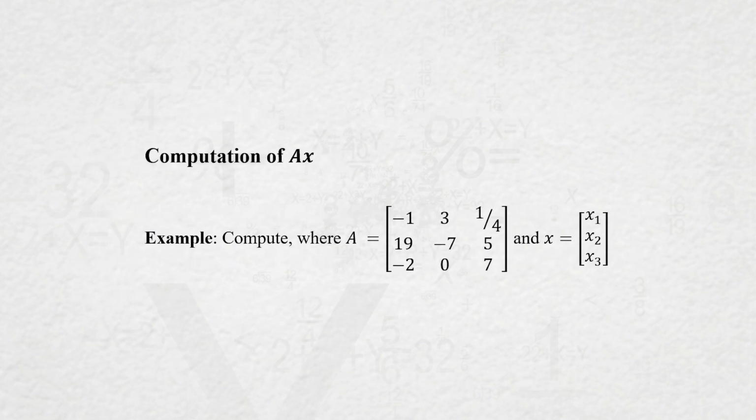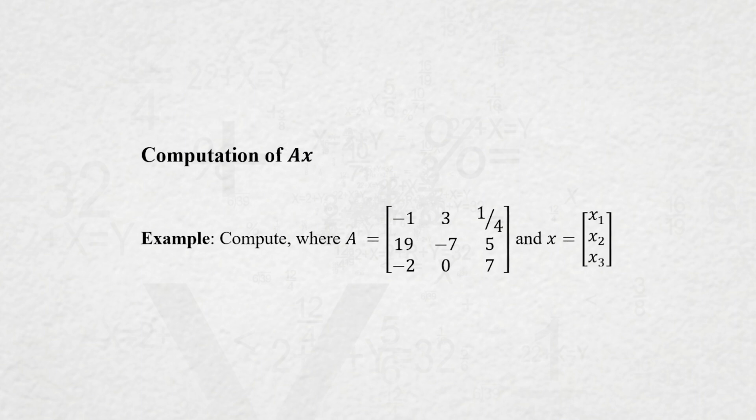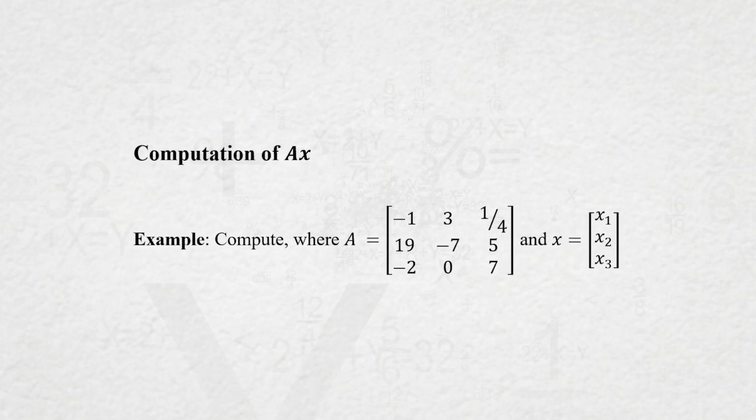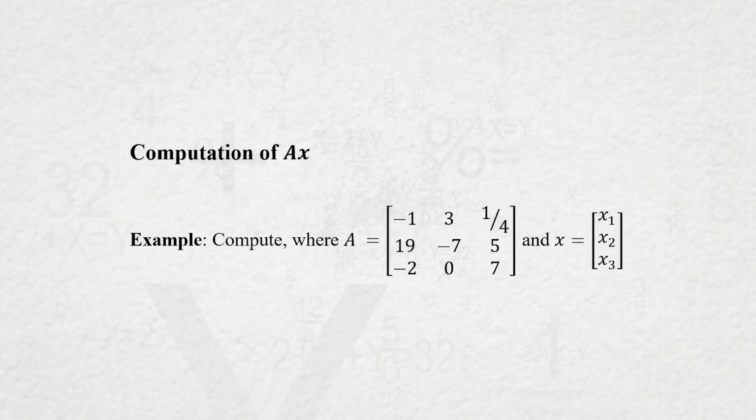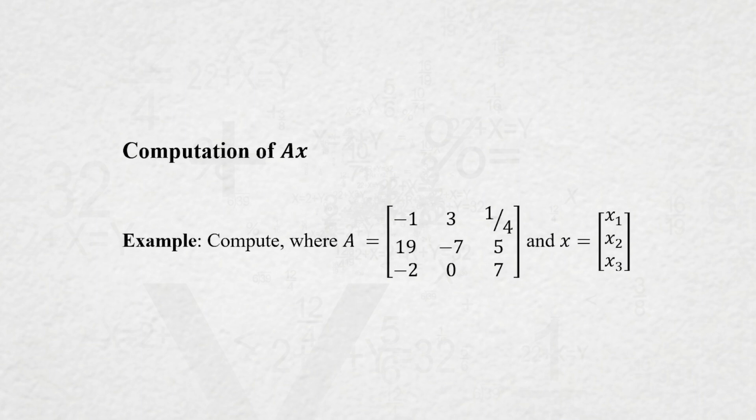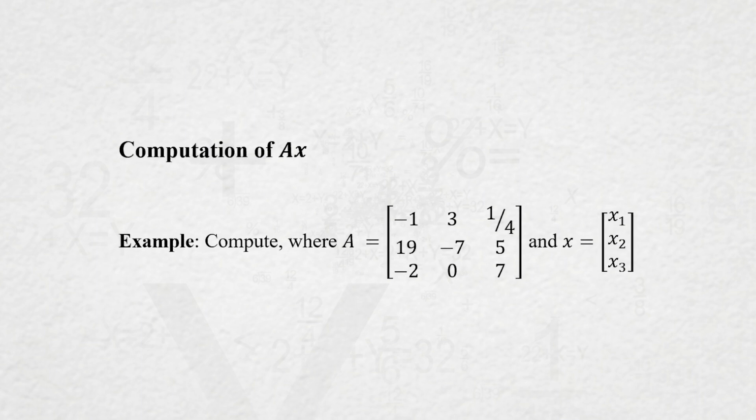So, how can we compute Ax now? We are going to see that with an example. Here a matrix is given and the set of unknowns x1, x2, x3 with the column matrix also given. We are going to compute Ax = b. First Ax, we shall see a solution now.